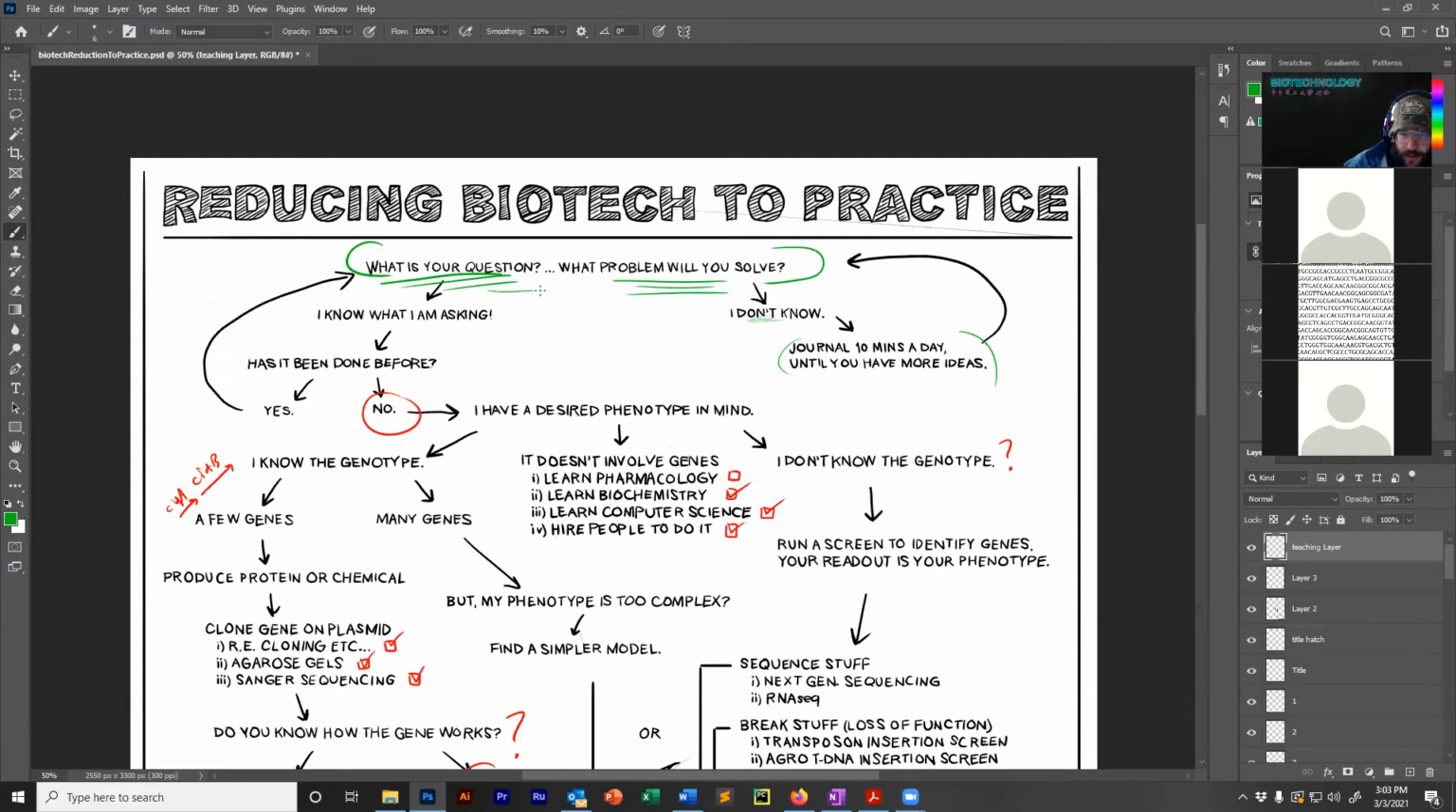Imagine you do have an idea. Okay. Most of you in this class, we're at the point where we do have ideas. So you know what you're asking. Okay. So you move this way. Has it ever been done before? So what this would mean is the first thing you need to do is go to Google. You need to Google and check that.